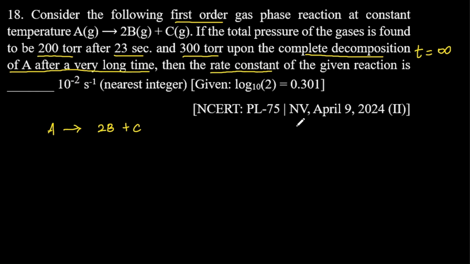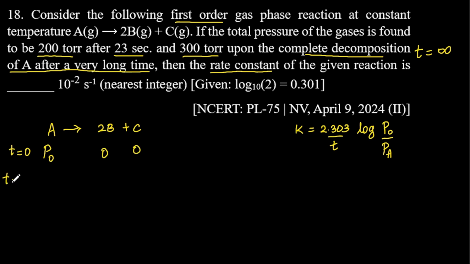So how will you find the rate constant for a first order reaction? Rate constant equal to 2.303 divided by time into log of, so here we are talking about pressure, initial pressure of the reactant divided by pressure of the reactant after some time. So this is the formula. So with the given information, at time t equal to 0, only the reactant will be present. So the partial pressure exerted by the reactant is P naught. It is the initial pressure. The products are not at all formed.